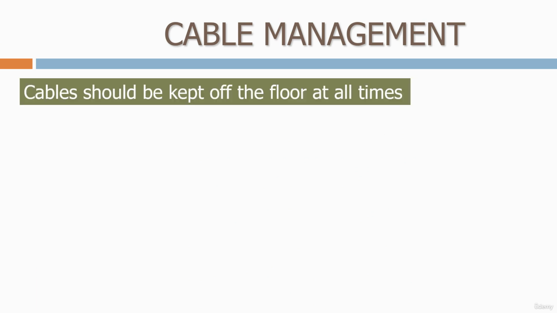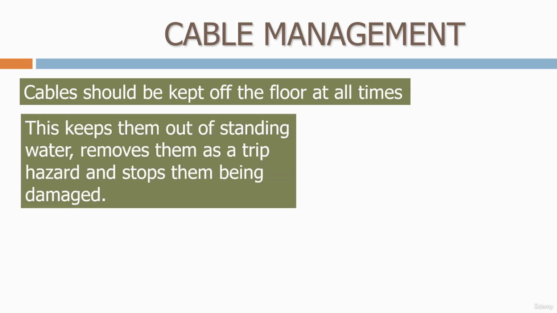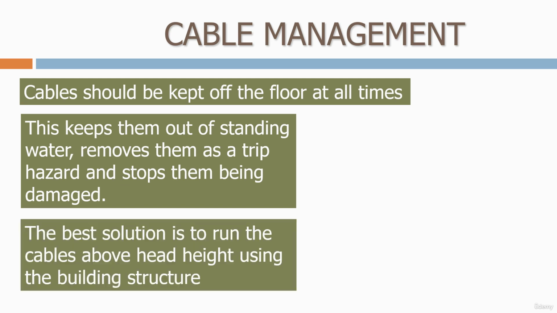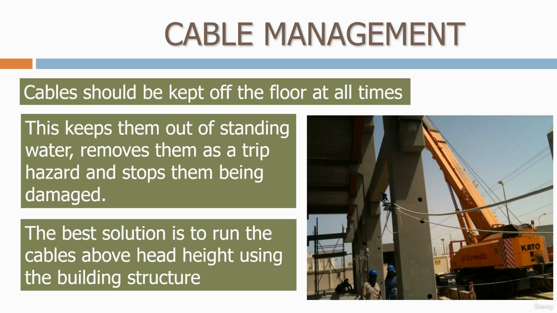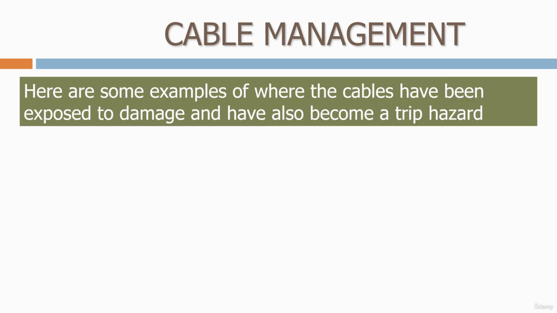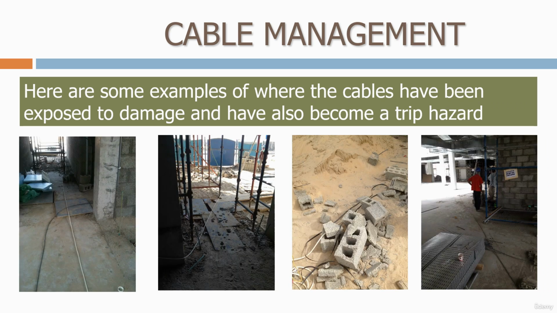Cables should be kept off the floor at all times. This keeps them out of standing water, removes them as a trip hazard, and stops them being damaged. The best solution is to run the cables above head height using the building structure. Here's some examples of where the cables are being exposed to damage and have also become a trip hazard.